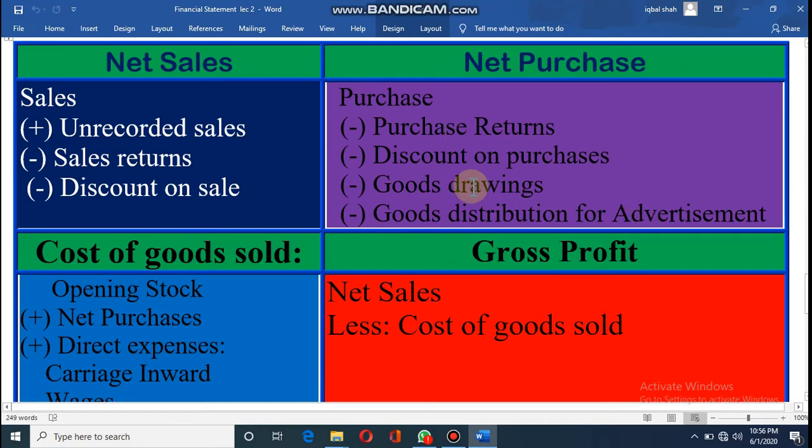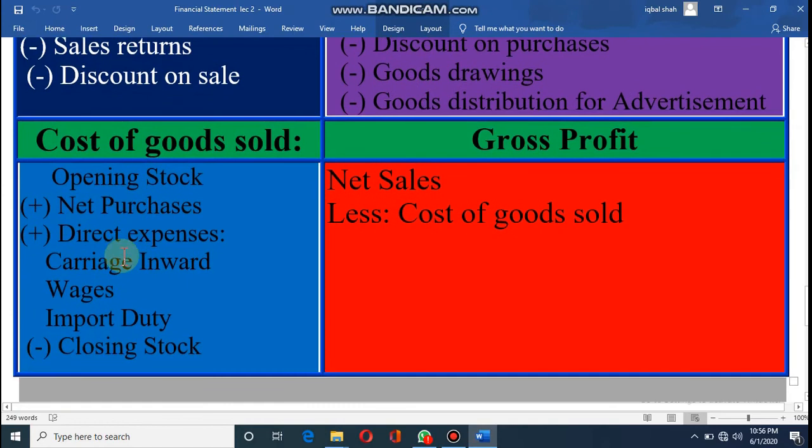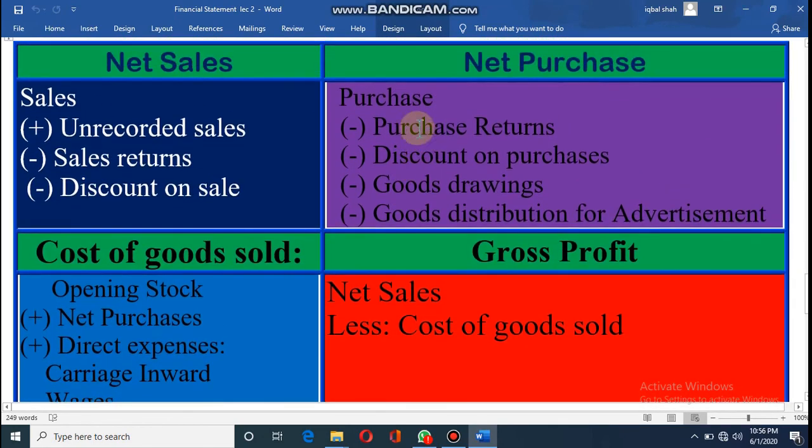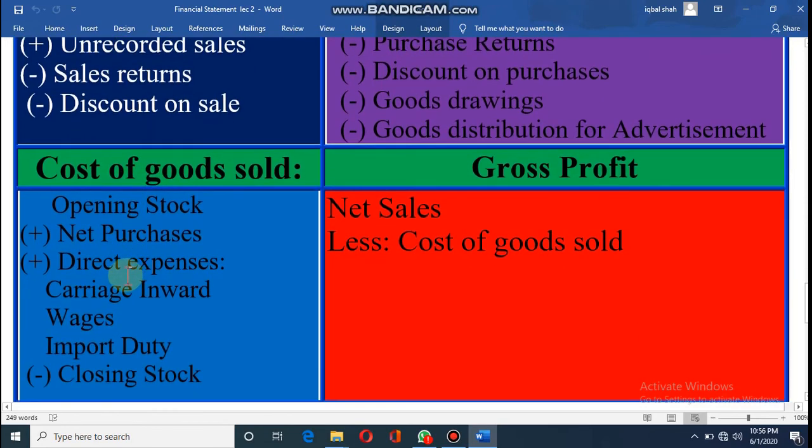Dear student, now cost of goods sold. How will you find out cost of goods sold? Opening stock will be given in the question, in the trial balance, debit side. Then net purchase you will find out from here. Then we have to add direct expenses. Dear student, you have to know the direct expenses: carriage, wages, import duty, dock charge. What is called direct expenses? The expenses which are related to purchase or production, that will be direct expenses.